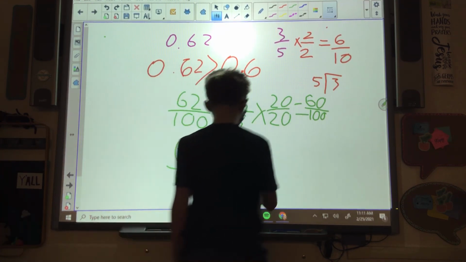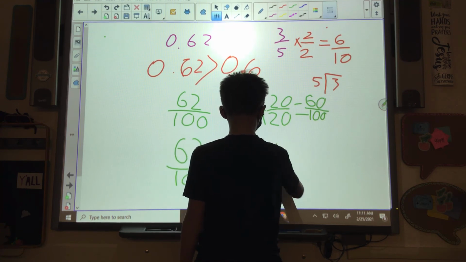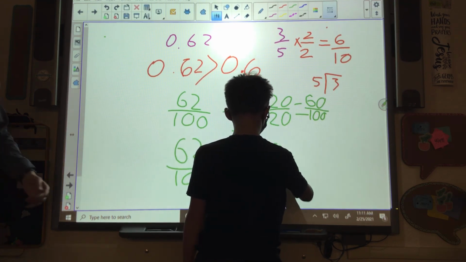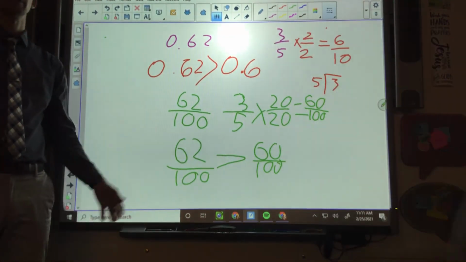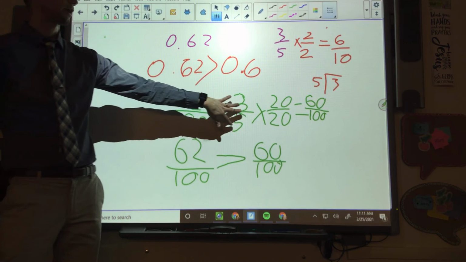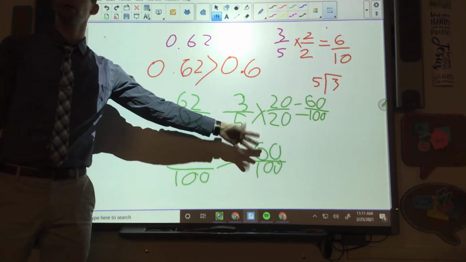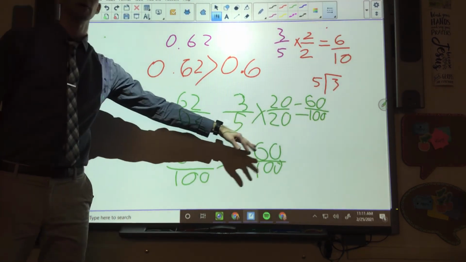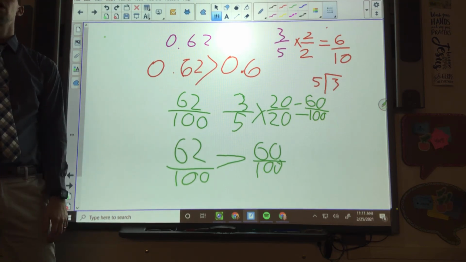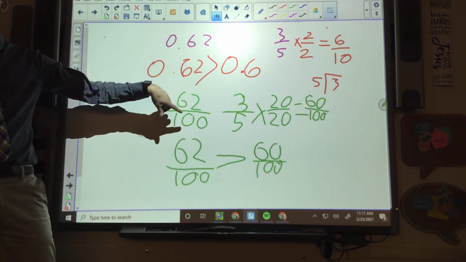Wait, you're done. Okay, you got it. 0.6. All right, so he got it there. He just said, hey, this is 62 hundredths right away. 3 over 5 multiplied by 20 over 20, I'm gonna get 60 over 100. This is over 100. If he was reducing things to simplest form, if he had done 62 over 100, that would simplify.